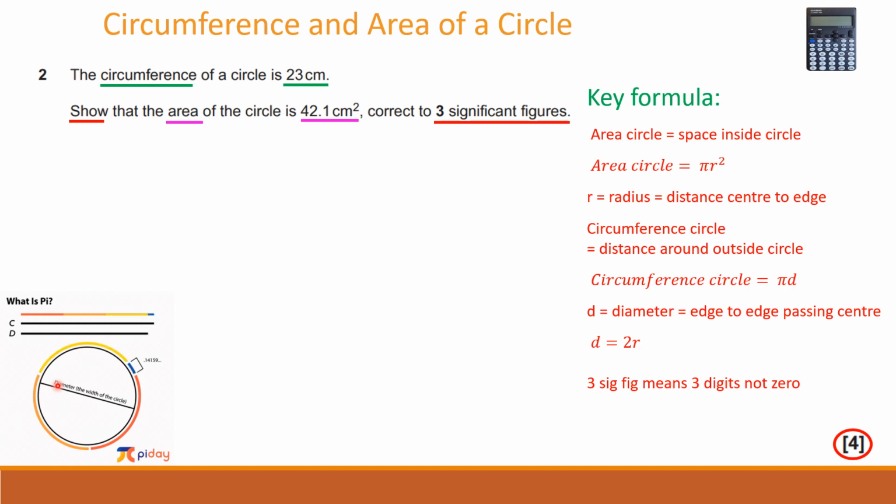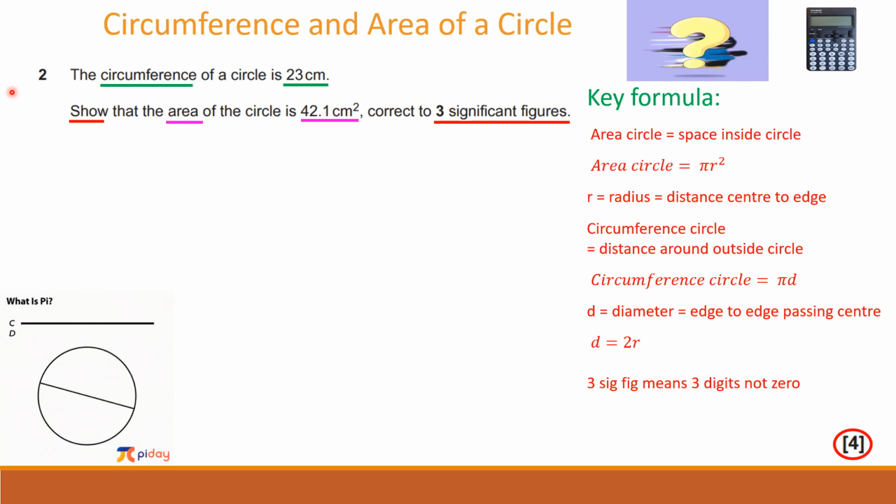3 significant figures means 3 digits, not 0. So in this case here, I've got 1, 2, 3 digits for answer 0, so my answer has been rounded to 3 significant figures. Press pause, have a go at working out the answer, then press play when you're ready to hear the answer.